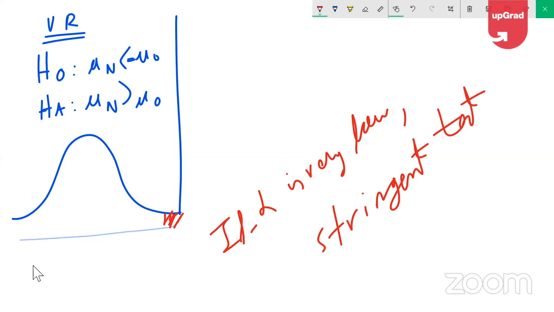You will launch VR only when your sample mean is extremely, extremely high. So you're conducting a very stringent test. So just remember that. If alpha is very high, it's a very lenient test. So what does high alpha look like? High alpha looks somewhat like this. It's a very high alpha.